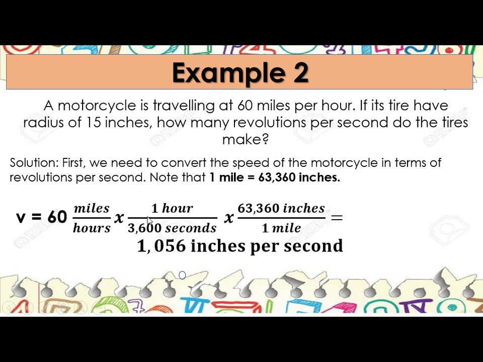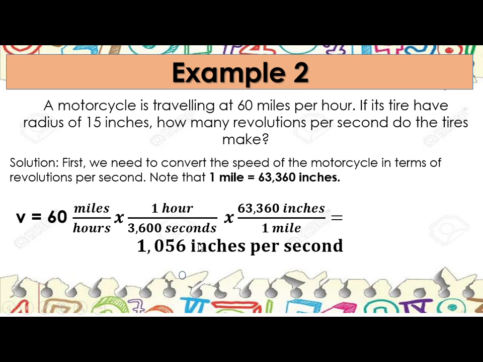So 60 times 1 times 63,360 po. So that is actually equal to 3,801,600, and let's divide that one into 3,600. Okay? And what will be the answer? The answer will be 1,056. Okay po, pinag-multiply lang po si 60 times ito po, 63,360 at dinivide po sa ating 3,600. The result will be 1,056 inches per second.